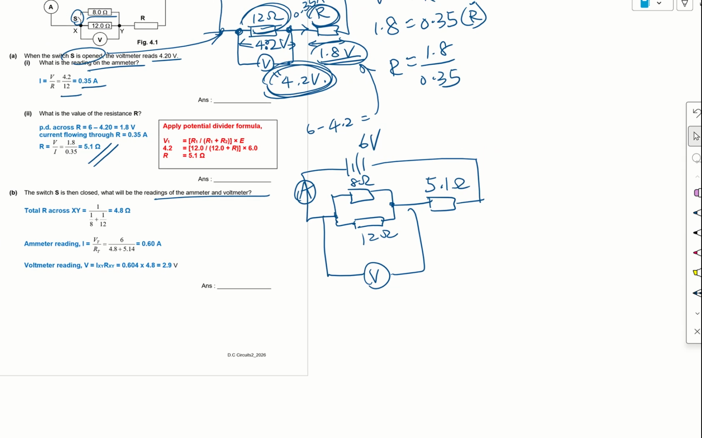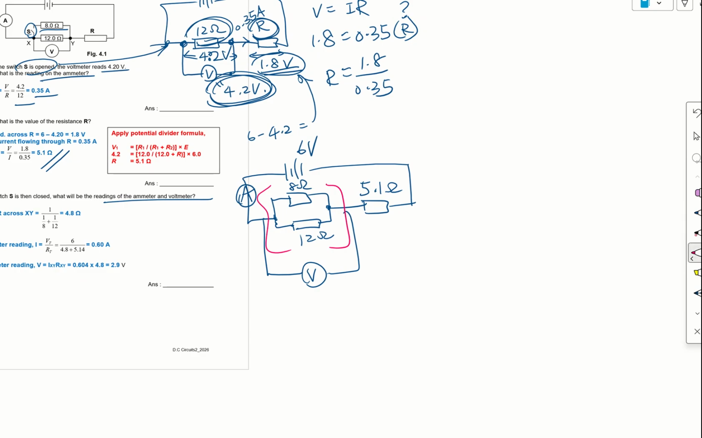So I would need to find the effective resistance of this. The effective resistance will be 1 over 8 plus 1 over 12, by using the parallel resistors formula. So 1 over R effective equals to that, and if I remember to flip, the effective resistance will be 4.8 ohm.